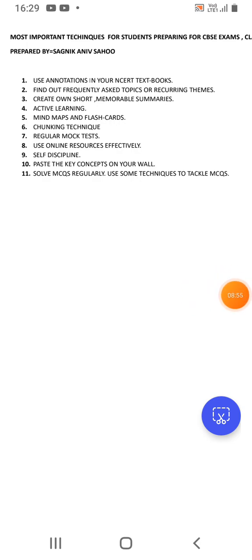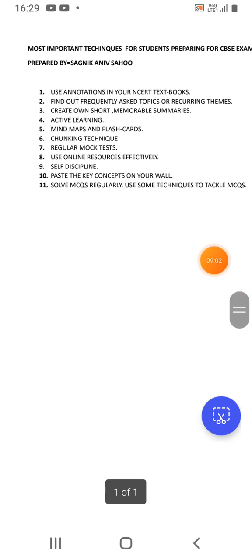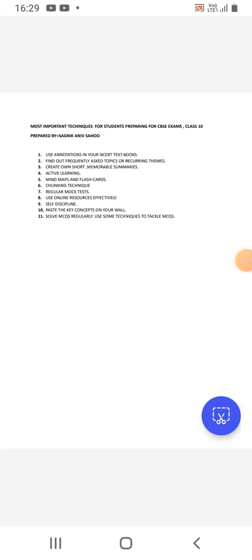So this was about all the 11 techniques, all the 11 points for this session. If these techniques are followed, then it would be quite helpful for the students preparing for CBSE exams.